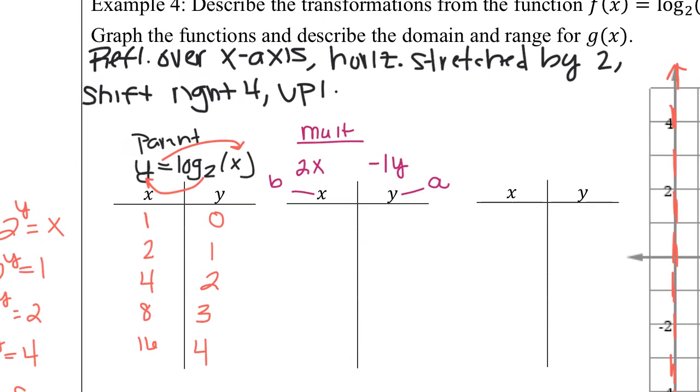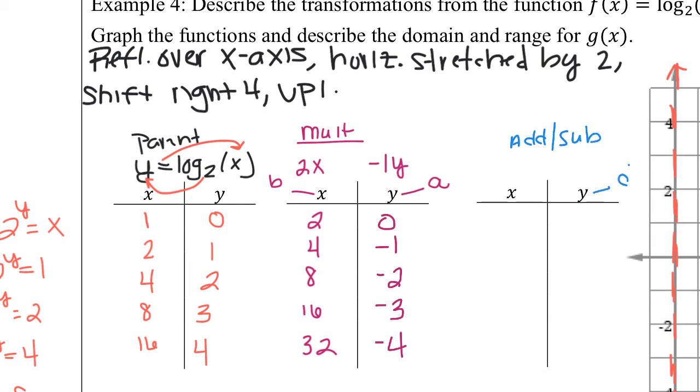So let's go ahead and get these numbers. 2 times 1 is 2, 2 times 2 is 4, 4 times 2 makes 8, 8 times 2 makes 16, 16 times 2 makes 32. Now for the y's, we get 0, and then 1 times negative 1 makes negative 1, 2 times negative 1 is negative 2, negative 3, and negative 4. The final table is the add subtract.